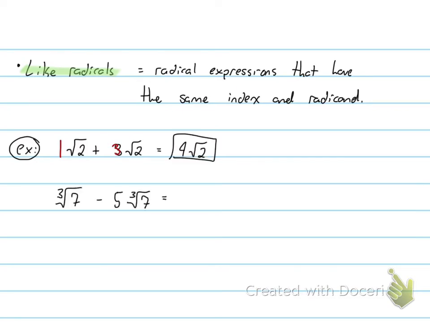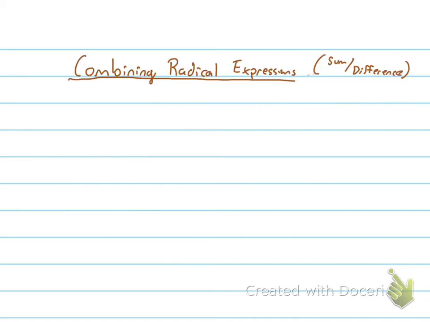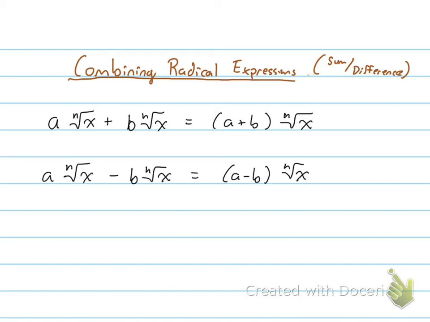Likewise, if I have the cubed root of 7 minus 5 cubed root of 7, I can combine these as well, and I'd have negative 4 cubed root of 7. So overall, I can say that that's combining radical expressions for a sum or a difference. Generally speaking, a times the nth root of x plus b times the nth root of x, I could simplify as a plus b times the nth root of x. Same thing goes for subtraction. Notice here how I'm taking the nth root of x, so those radicals both look the same. That's when I can combine these.